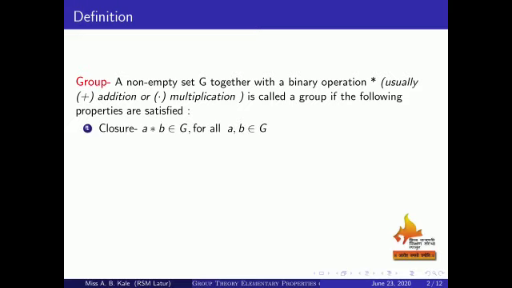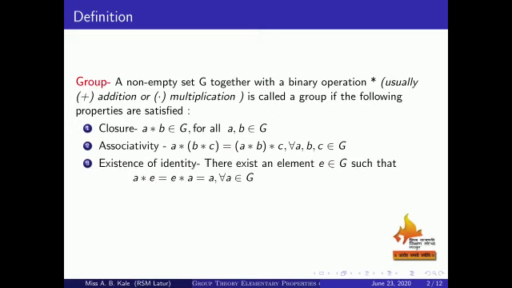First property is closure property. For each element A, B in G, A star B is again an element of G. If star is addition, A star B is defined as A plus B, and if star is multiplication, then A star B is nothing but A dot B. Associative property: (A star B) star C is equal to A star (B star C) for all A, B, C in G.